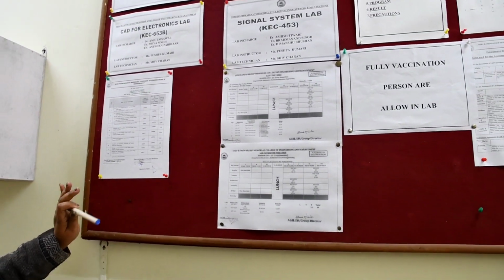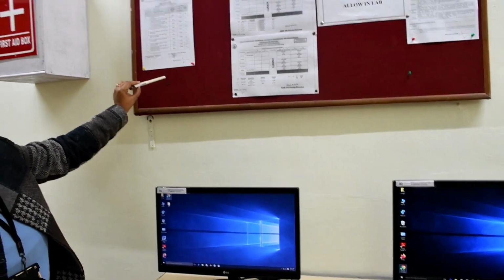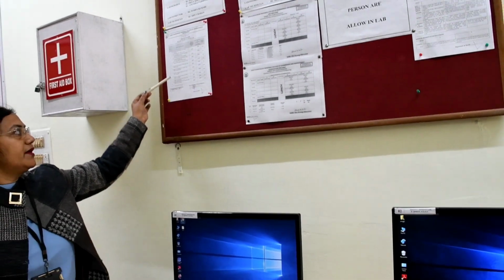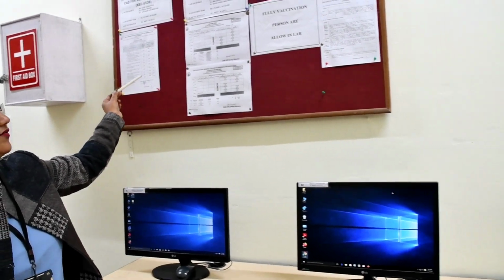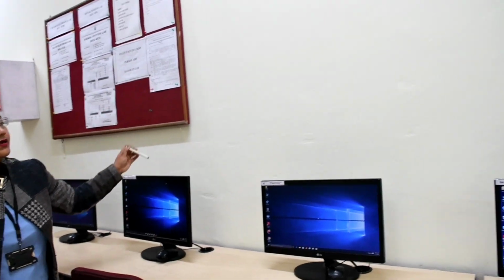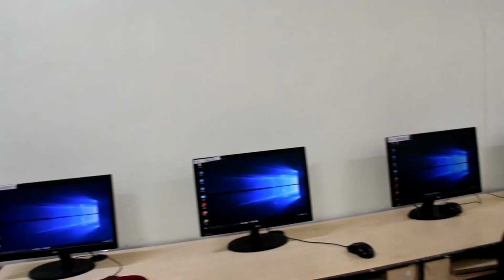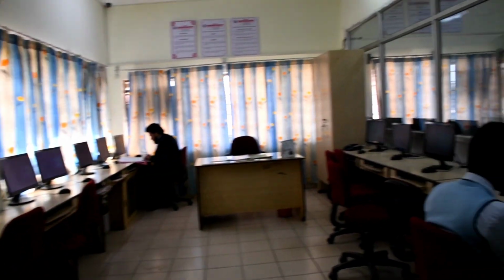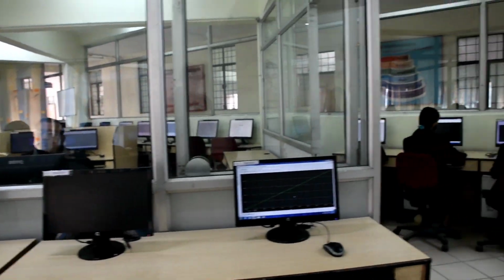Basically, there are two software we are going to use. One is PSpice and the second one is Verilog and VHDL. Some of the experiments are performed on PSpice and Verilog. Here the timetable and rubrics have also been displayed. Here some of the systems are there. There are 30 systems on which PSpice and other tools have been installed.